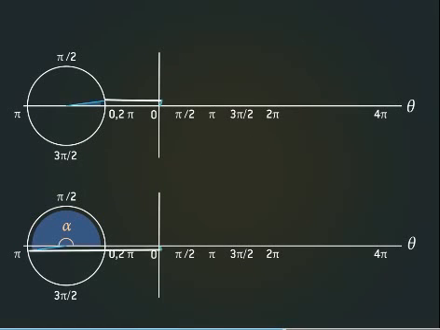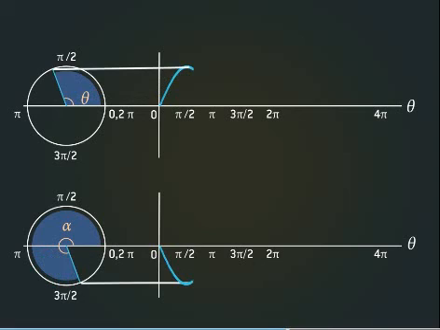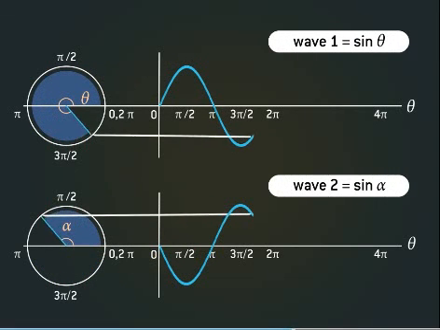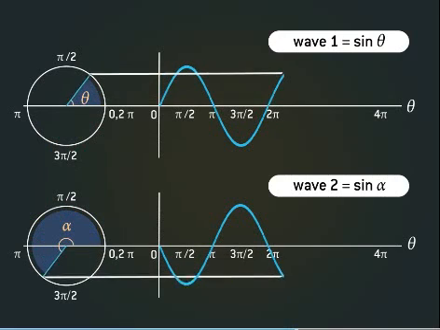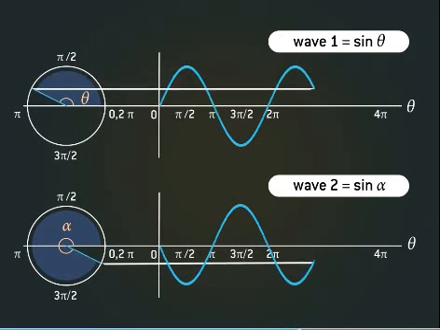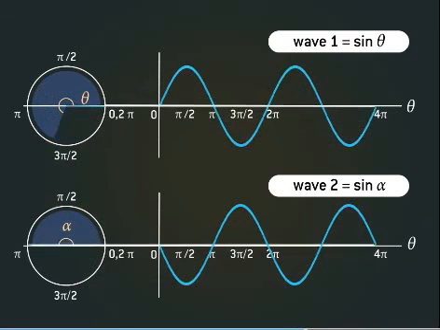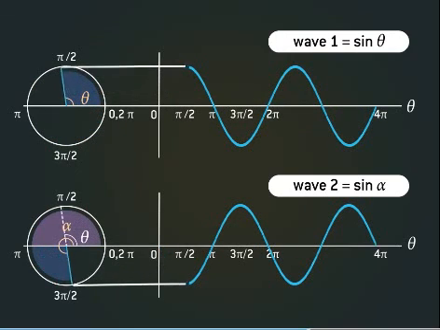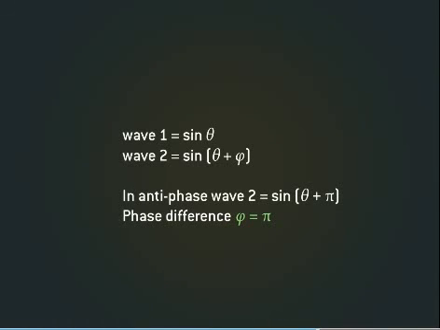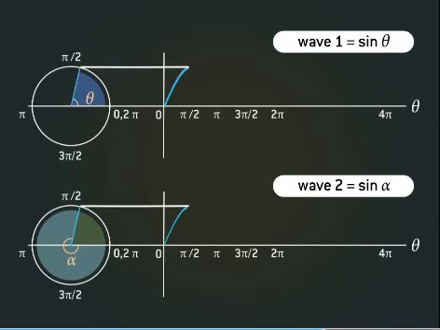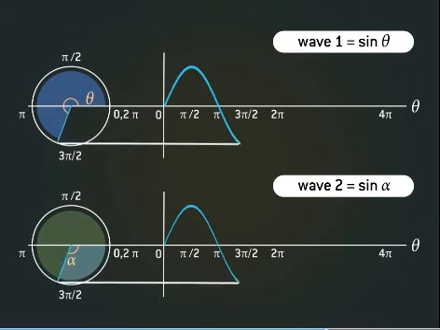Here you see two sine waves that are in antiphase. The waves are sine theta and sine alpha. The circles show the size of these angles so that you can see how they change as the waves progress. Notice that alpha equals theta plus pi. The difference between theta and alpha is always pi. So the phase difference, phi, equals pi radians. If the phase difference is 2 pi, then the waves are in phase.